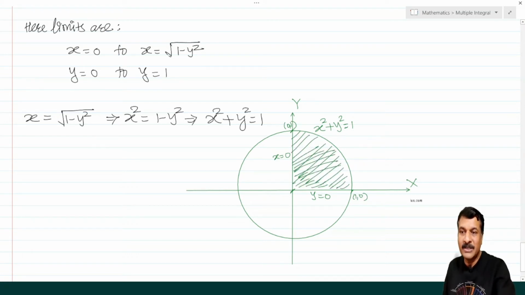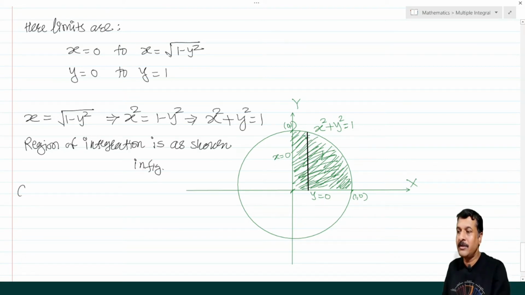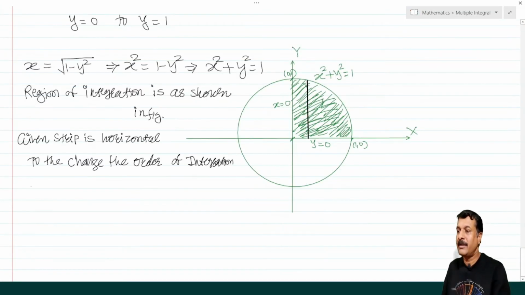Note that. Once we get the region of integration, now we have to change the order of integration. But before that, how many boundaries does this region of integration have? 3 boundaries are there. Write all equations. Now to change the order of integration, since the given strip is horizontal, take a vertical strip, like this. So here the region of integration is as shown in the figure.